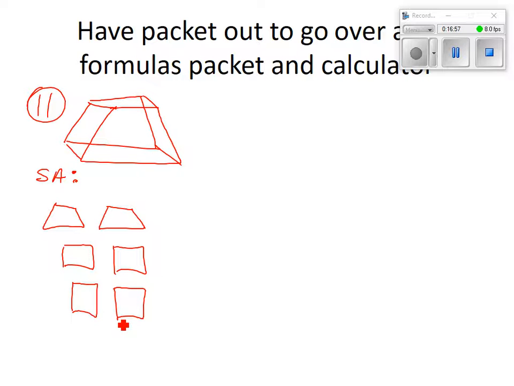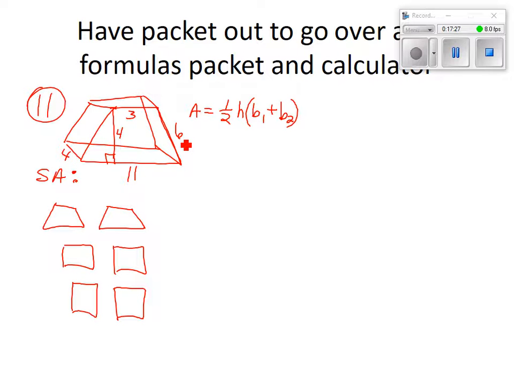So for the trapezoid, what's the formula for the area of a trapezoid? It's half height, parentheses, B1 plus B2, right? We fill in these numbers. They tell us that the altitude is 4, this is 3, this side down here is 11, this side over here is 4, and this side right here is 6.